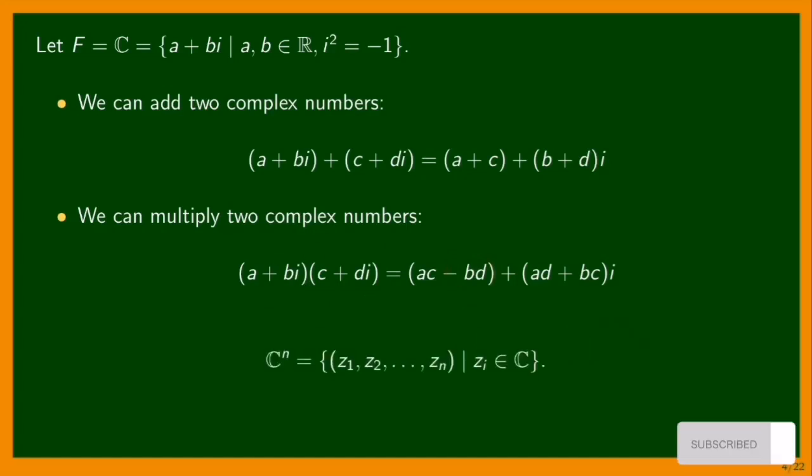If n is a positive integer, by C^n, we mean an ordered n-tuple of complex numbers. Each of these is a complex number. For example, the ordered triple (-7 plus 2i, -2i, square root of 2 plus 3i) is an element of C^3. Here, the first component is the complex number -7 plus 2i, the second component is the complex number -2i, and the third component is the complex number square root of 2 plus 3i.